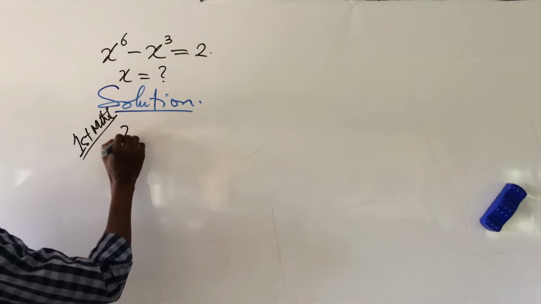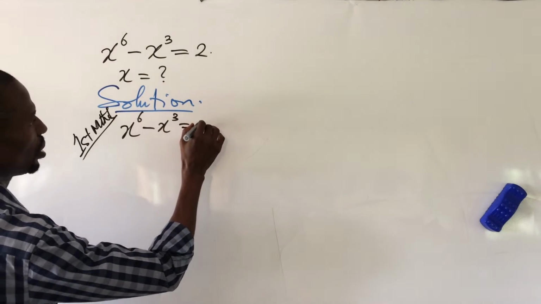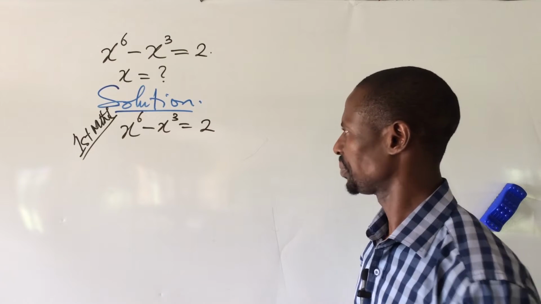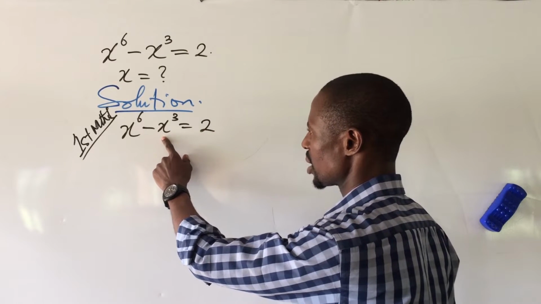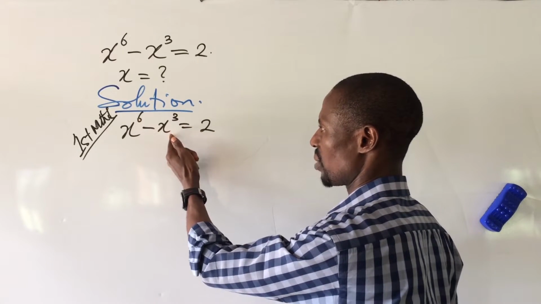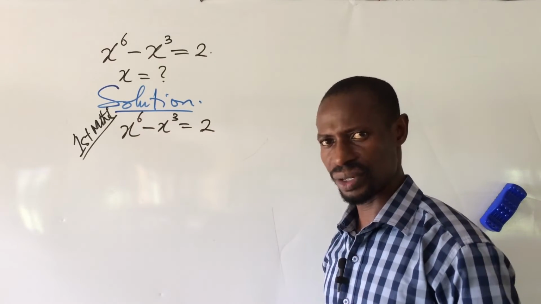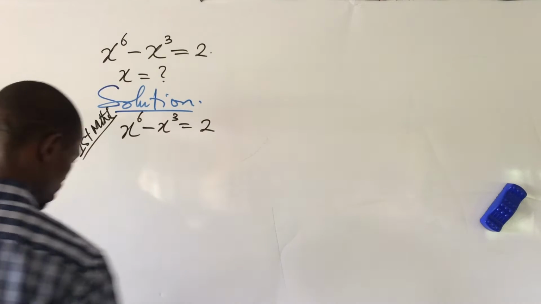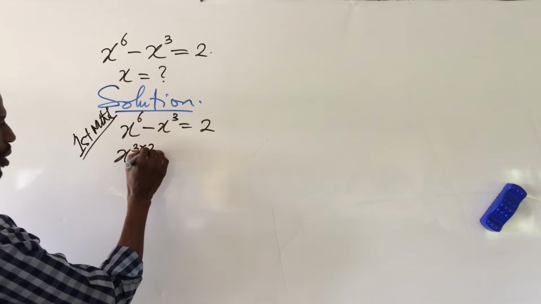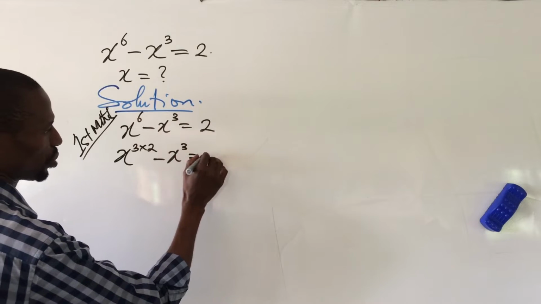Let's put down our question, which is x to the power of 6 minus x to the power of 3 equal to 2. Okay, now in this first method, let's take a look at the smallest power here, which is x to the power of 3. I want to bring out x to the power of 3 from this. We know that 3 times 2 will give us 6. And so I can rewrite this expression here as x to the power of 3 times 2, minus x to the power of 3 equal to 2.